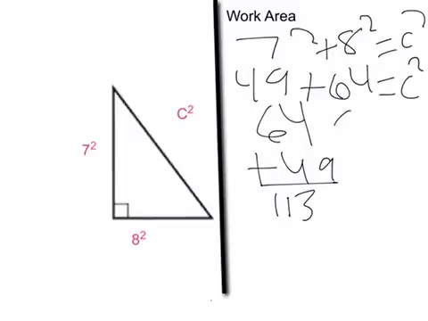You're not done yet because that will only equal c squared. You still need to find the square root for 113. So since 113 is in between the square roots of 100 and 121, which are 10 and 11, you have to figure out which one it's closer to. So in this case, since 113 is closer to 121, the square root of which is 11, it would either be 10.6 or 10.7.